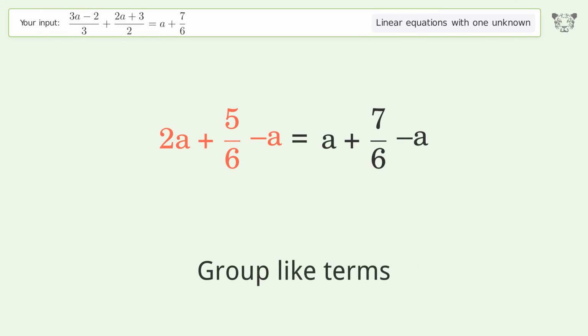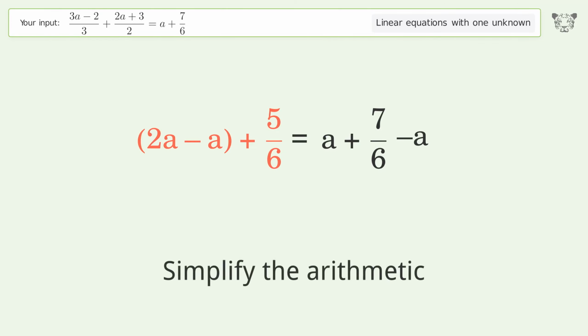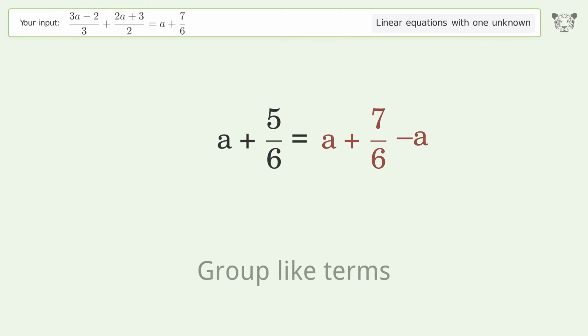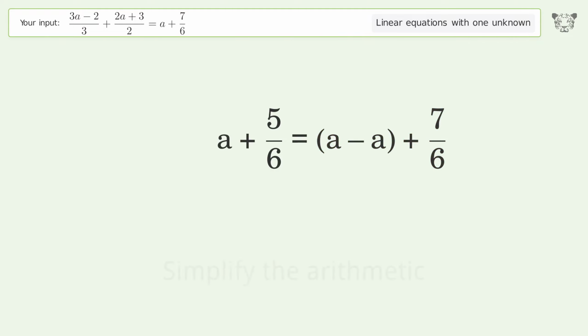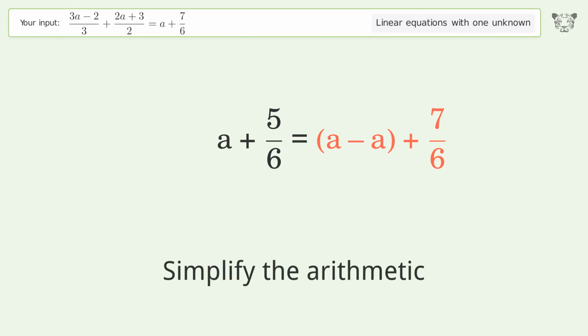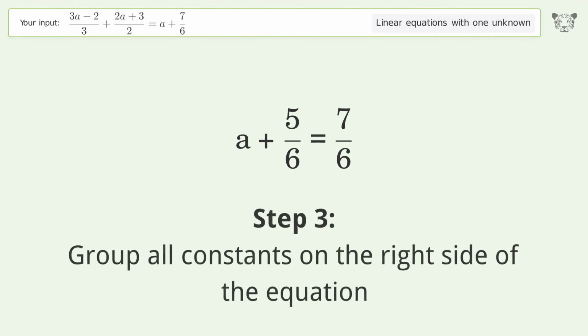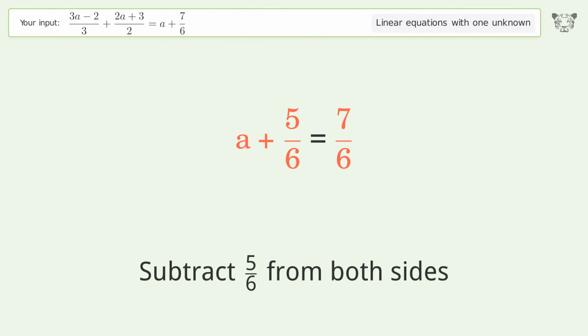Group like terms. Simplify the arithmetic. Group like terms. Simplify the arithmetic. Group all constants on the right side of the equation. Subtract 5/6 from both sides.